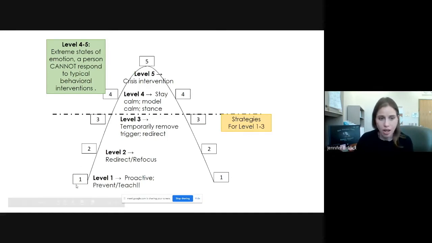So we can use our strategies at levels 1, 2, and 3. We should be having a high level of focus of teaching these behaviors and strategies at level 1, and then practicing them at levels 2 and 3 with the intention of de-escalating back down to that level 1.